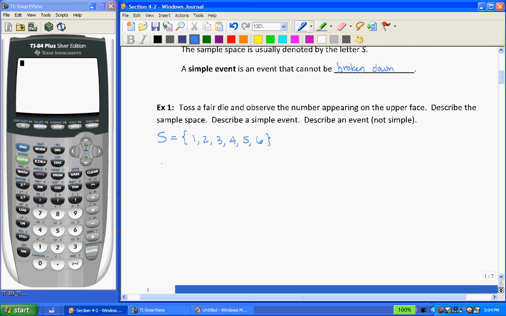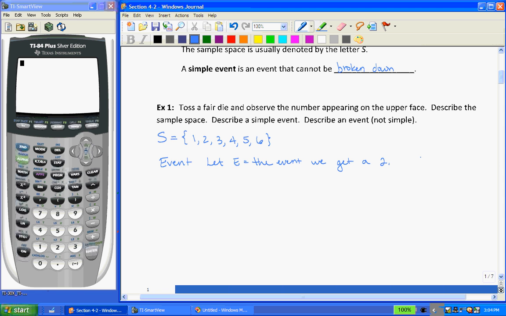Now, what could be an event? And there are lots of events. An event might be something like, let E be the event we get a 2. That's an event. It's possible because it comes from the sample space.